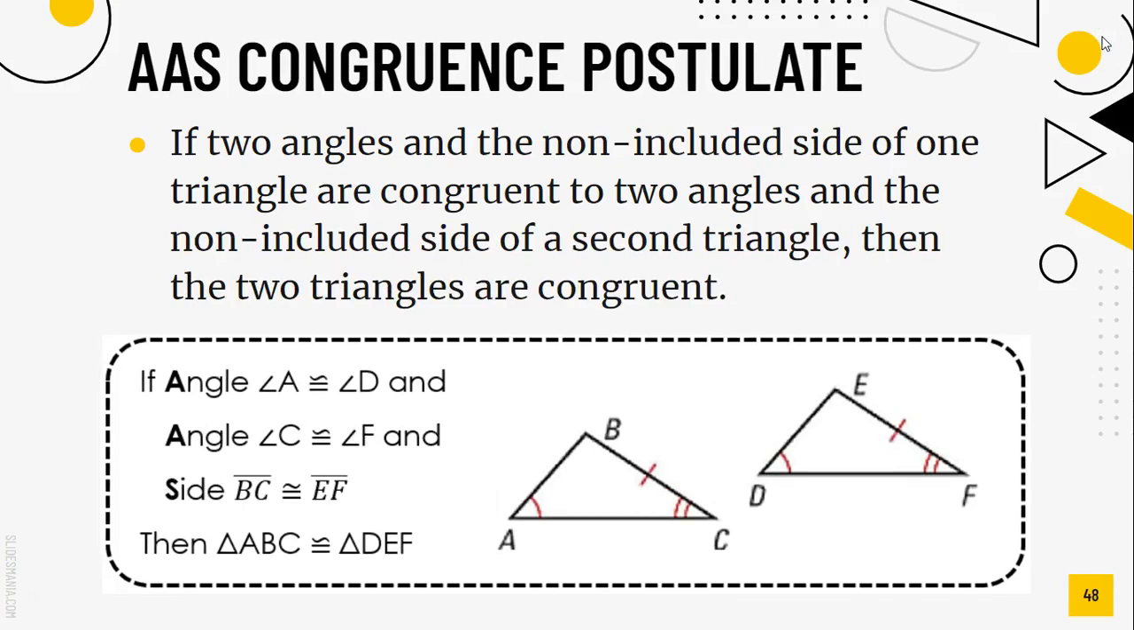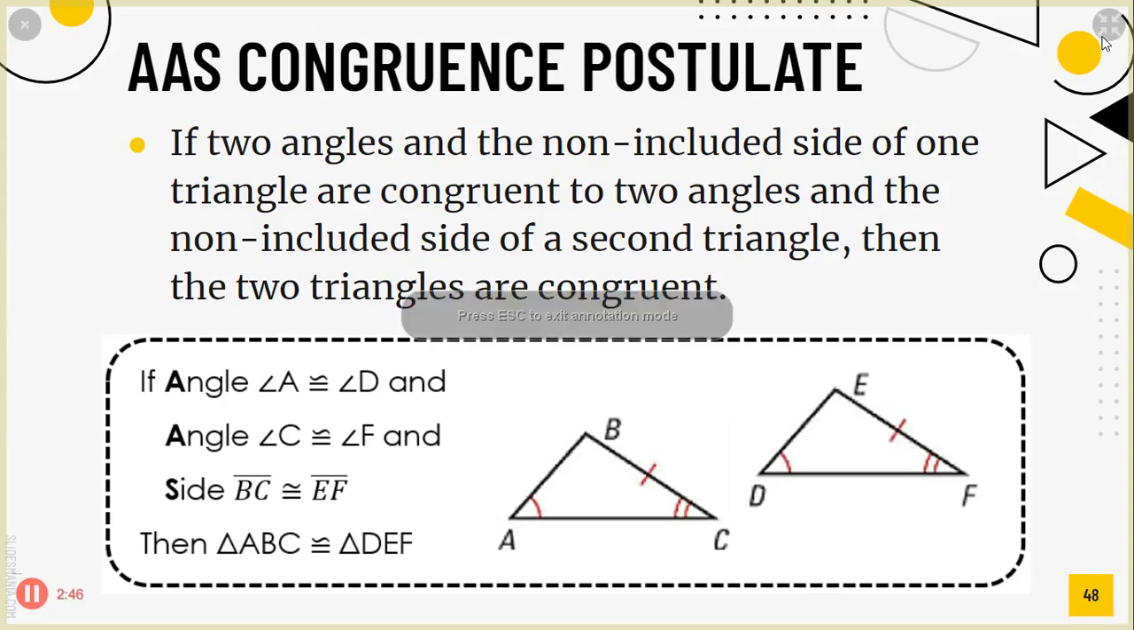And then we also have the angle, angle, side congruence postulate. This says if two angles and the non-included side, so this one is the two angles and a side that is not in between them, are congruent in one triangle to a second triangle, then those two triangles are congruent. So here we have angle A is still congruent to angle D. And then we still have angle C, and it's still congruent to angle F. And then this time we change the side, and the side BC is congruent to EF.